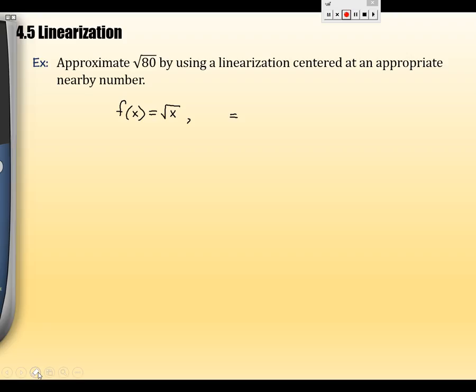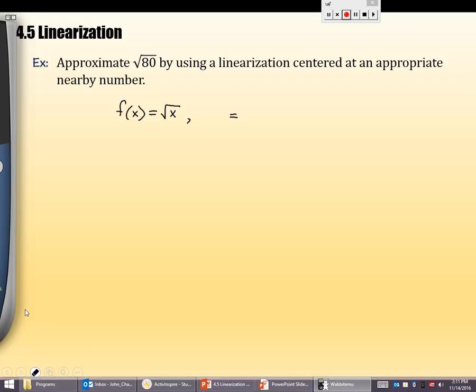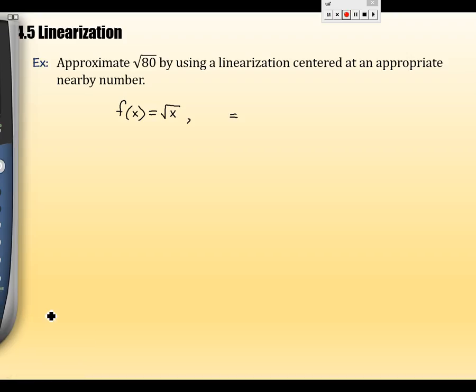What would an appropriate center be? Maybe not 80. What I'd like to be able to do is evaluate the function at this center, and we want a nearby center. Yeah, maybe 81, because I know the square root of it, that's why I'm choosing it. So I think that would be a good center for my linearization.